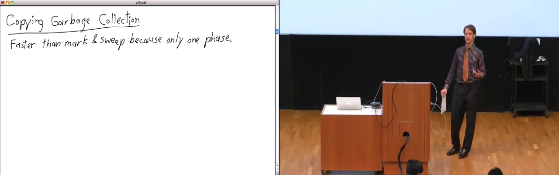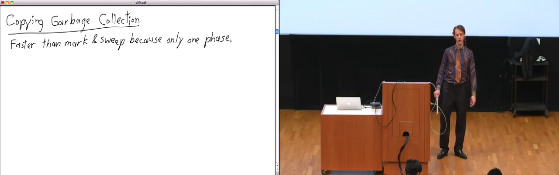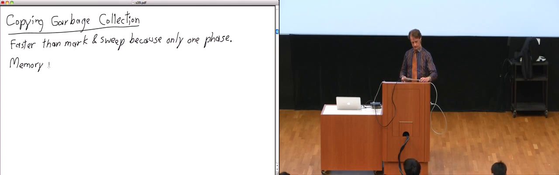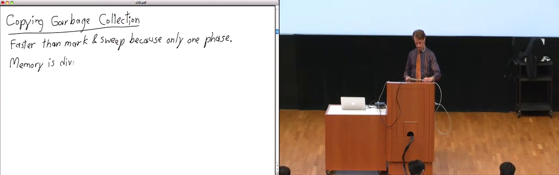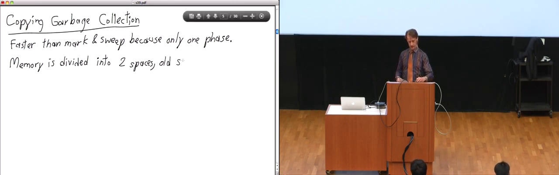But there's a disadvantage. In order to be able to combine them into one, what we're going to do is basically cut our memory in half. So we take our memory and we divide it into two spaces. And those are called the old space and the new space.